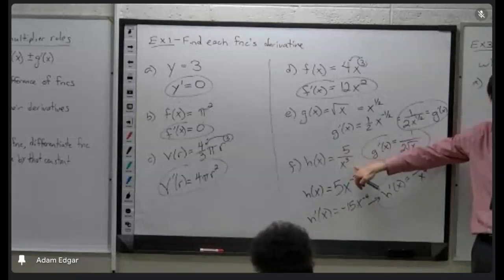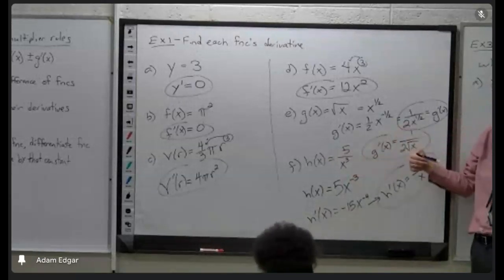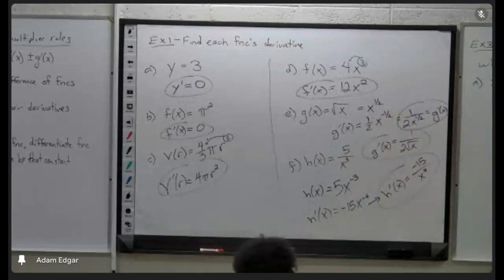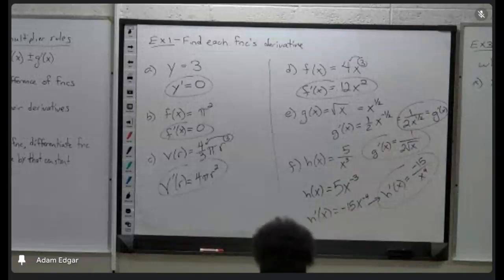Can you imagine doing this 5 over x cubed with the limit process? That would suck, because you'd have to do x plus h all cubed, and you'd have to deal with the fractions inside of a fraction business. Ugh. All right, and then you get to plug in different numbers to your derivative to find the slope at different points. Super easy. Right now, first off, find the derivative of f of x equals 2x to the 4th.